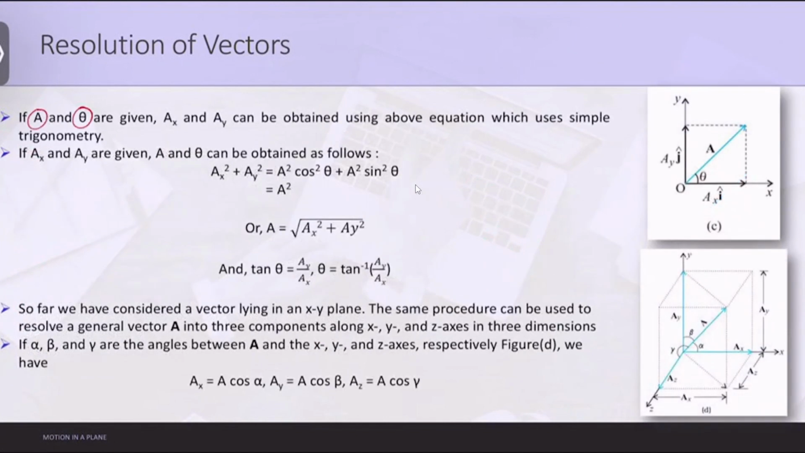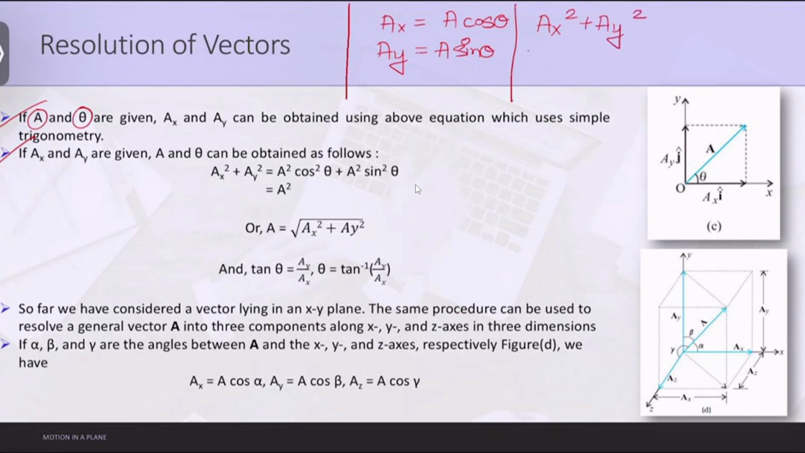Now let us reverse the situation. Let us say that AX and AY are given, and we need to calculate the value of A and theta. How to do that? It is a simple mathematical calculation. Just see what I'm doing. We know that AX is equal to A cos theta, and AY is equal to A sin theta. Now let us calculate AX square plus AY square.